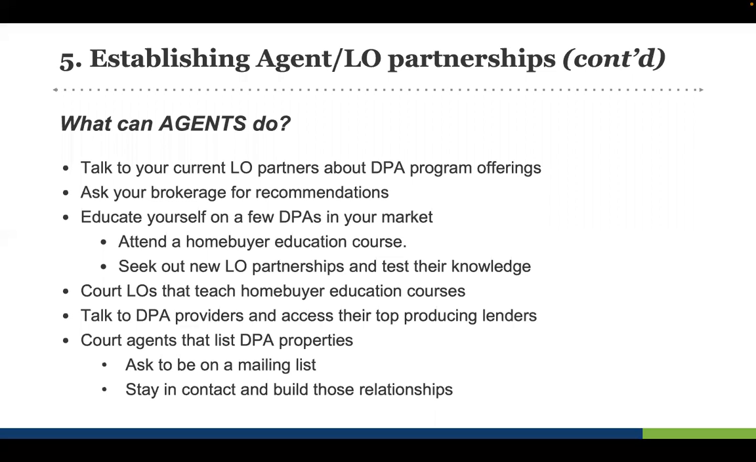So talk to your current partners, see what they offer, see what they have access to, see what they're willing to do, right? If you need help elsewhere, ask your brokerage. Does your broker have any recommendations? Are any other agents in your office working with loan officers who do down payment assistance transactions? You can also contact the program providers. Call your state housing finance agency, visit their website. We provide links to it. See who their loan officers are, their participating lenders.